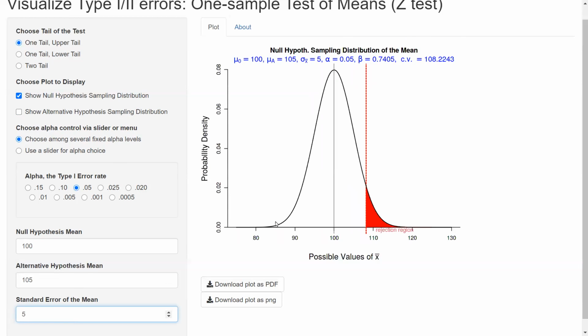All right, so now that we've seen the null hypothesis distribution, let's visualize it once again with the alternative hypothesis distribution. We know from the fact that there's 105 as the alternative hypothesis mean that the alternative hypothesis distribution is going to be shifted to the right of our null hypothesis. And that's exactly what we see. When I turn it on and off, you see it pops there.